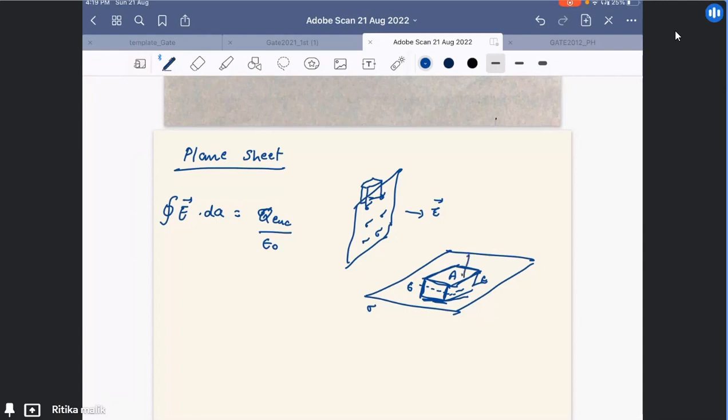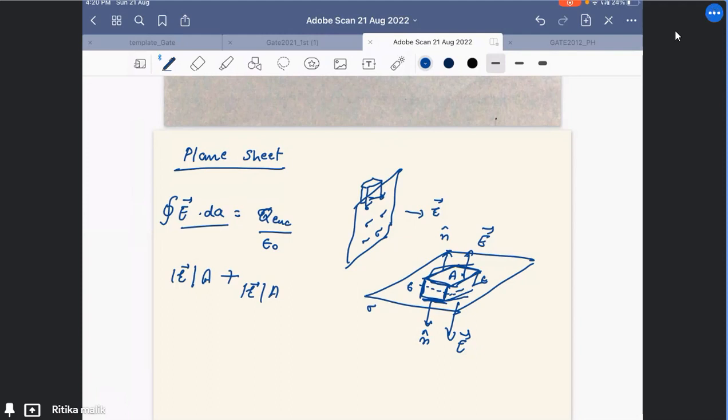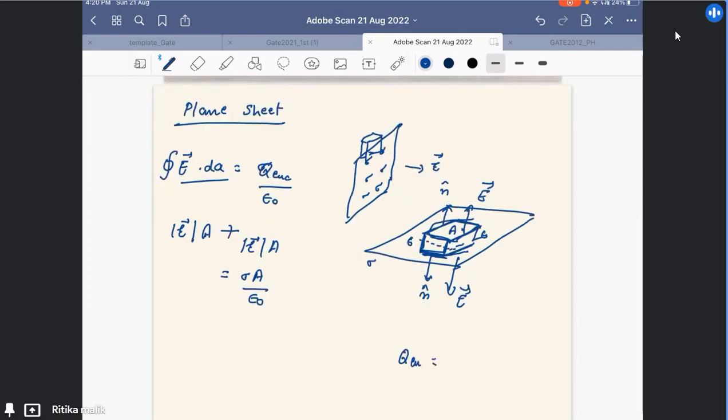So the electric field in this direction is E vector and the area vector is also in this direction, and below the surface the electric field is also in the down direction, and the area vector is also in the n cap direction. So we have mod E with a complete area A plus mod E with area A equals Q enclosed upon epsilon naught. So the Q enclosed within this area is sigma into A by epsilon naught, since Q enclosed, I have told you, is given by sigma into dA, and here sigma is uniform, so we just write sigma into A.